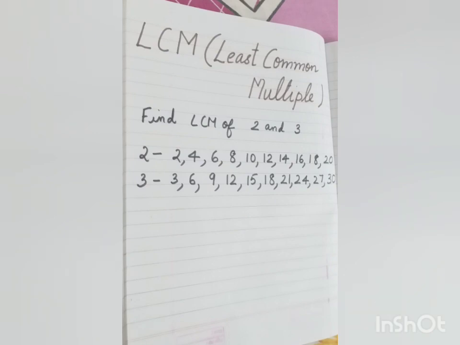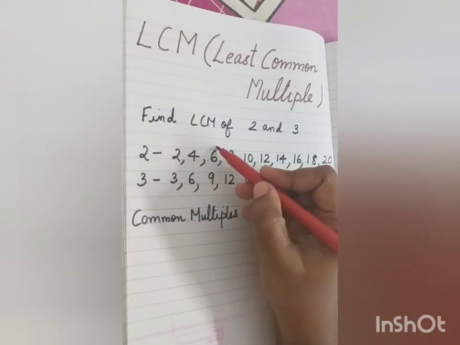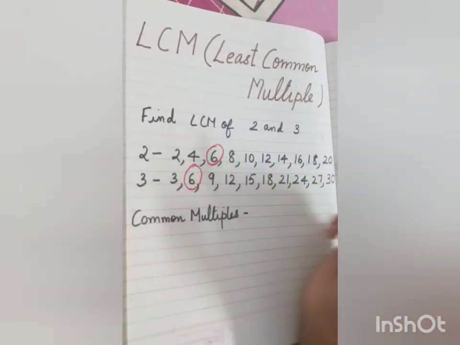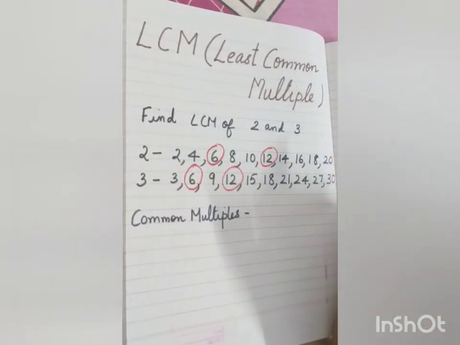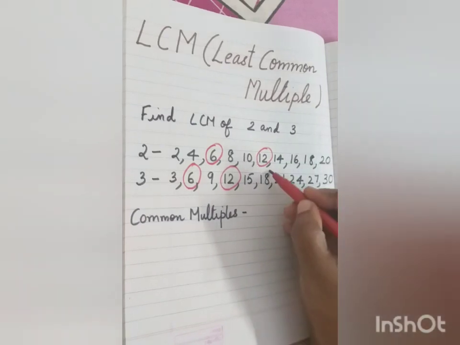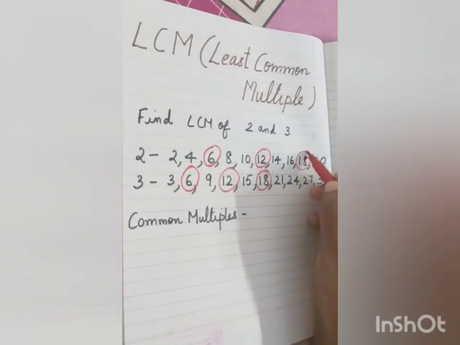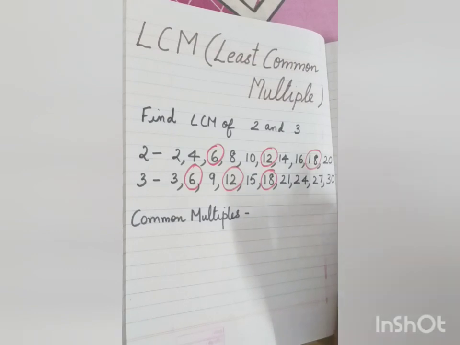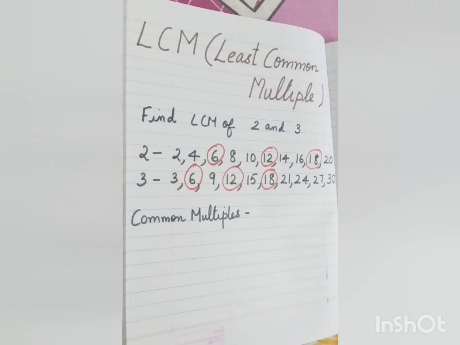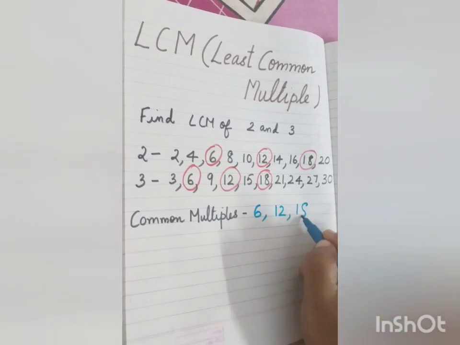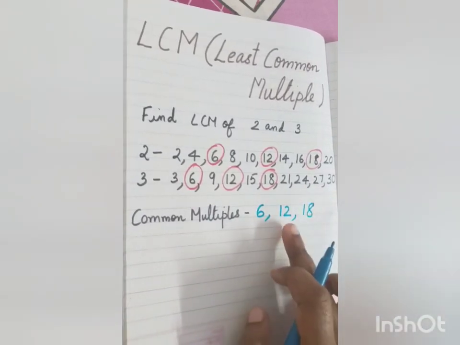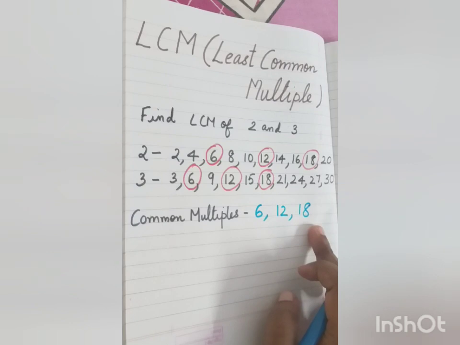Now let us find the common multiples. Here we can see that 6 is common in both. Similarly, we have 12 common in both. Can you see any other number? Yes, we can see one more number. 18 is common in both. Can you see any other number which is common in both? So now let's write those common multiples. That is 6, 12 and 18. I got 6, 12 and 18 as common multiples.